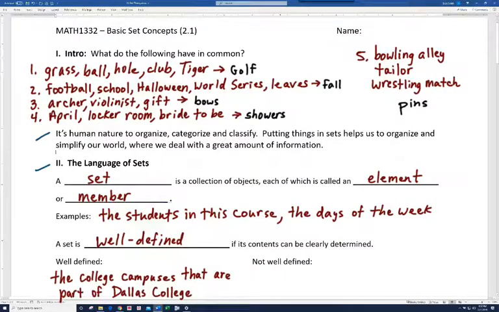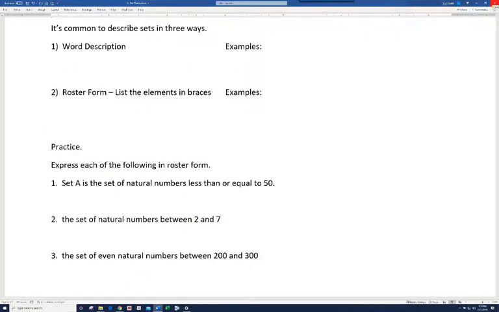So that's what we mean by well defined. So the college campuses that are part of Dallas College, there are 7 of those, and one of those is Brookhaven. But that's well defined. We all know what 7 they are. If you don't know them, you can go online and you can see. Give me an example of something that's not well defined. How about the 3 best movies this year? In fact, I would guess most of us would choose 3 different movies. Certainly a lot of us. This is an opinion. It's not well defined by any stretch. All right, let's move on to the next slide.